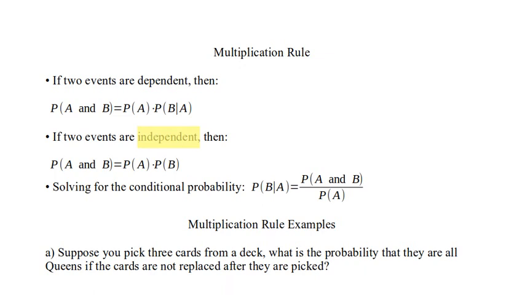And one of the links that I have put in with this chapter is a discussion, a video about the woman who was convicted of murdering her 2 children under the assumption that those events are independent.